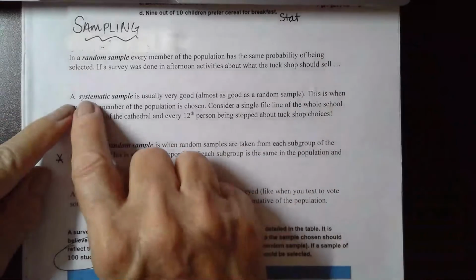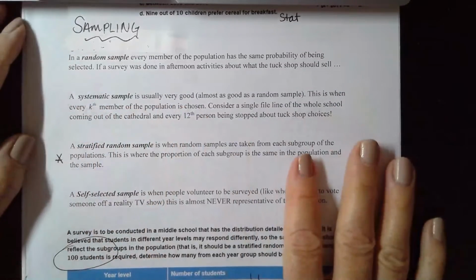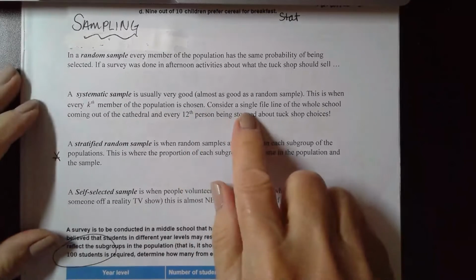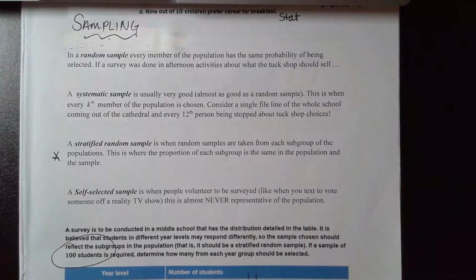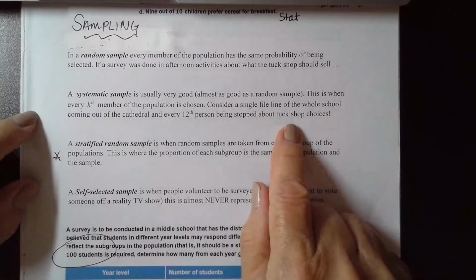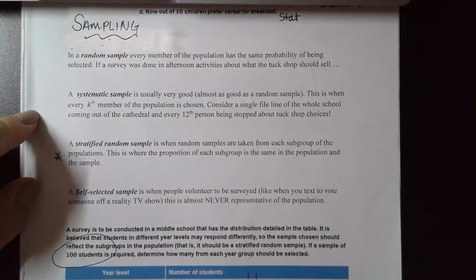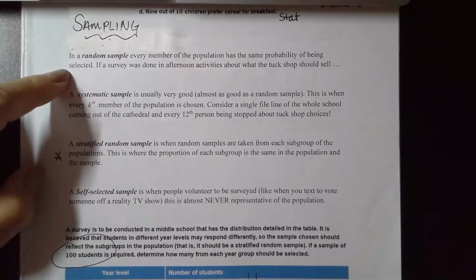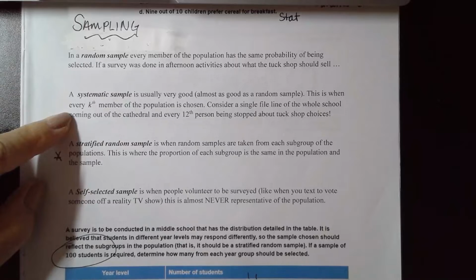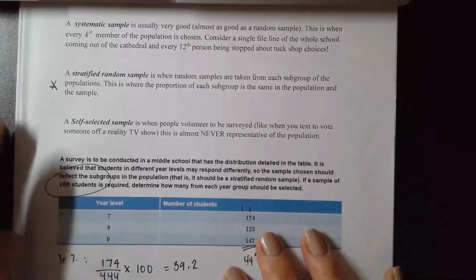A systematic sample is usually a very good sample, almost as good as a random sample, and this is when every kth member of the population is chosen. Consider a single file line of the whole school coming out of the cathedral and every 12th person being stopped to ask about tuck shop choices. That would be a much better sample than the one at Wednesday afternoon activities. They do this often in airports, where they count, and then every certain number of people they pull over for a screening.